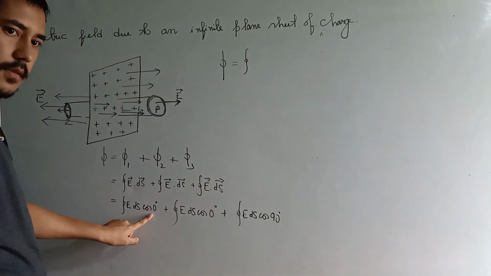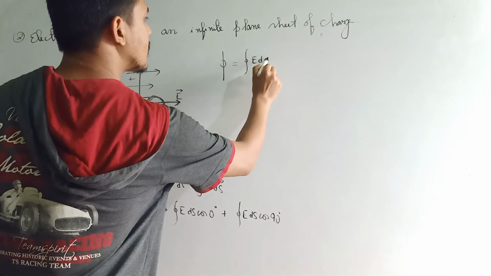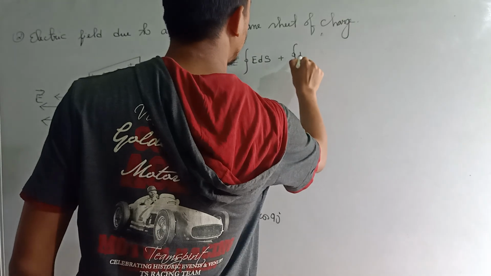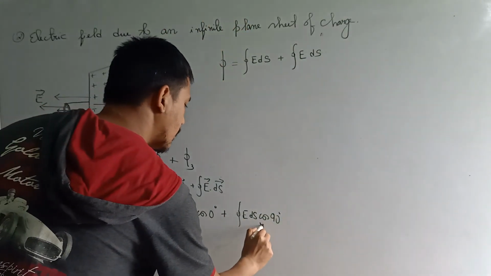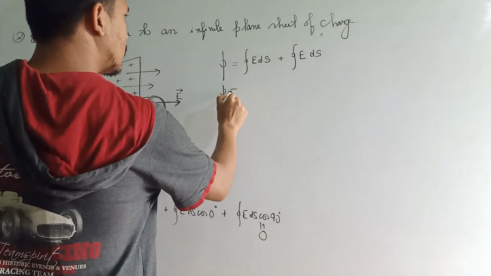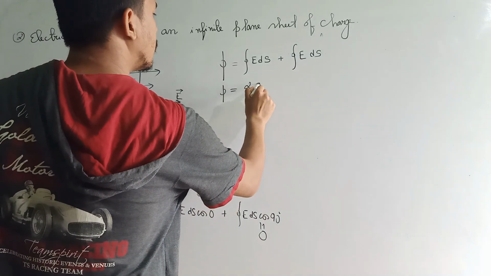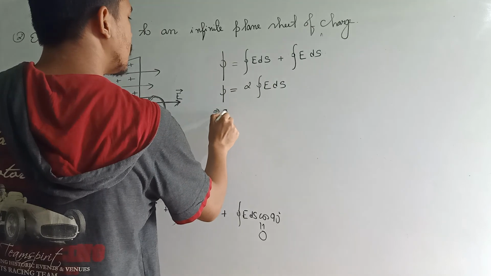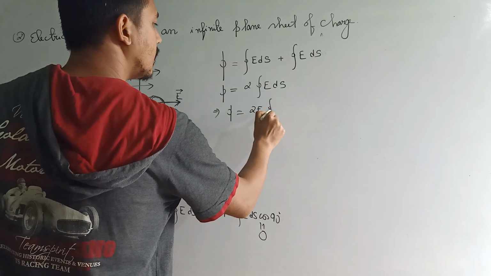So the total electric flux will now be equal to: cos 0 is 1, so we have E ds, plus here also cos 0 is 1, so we have E ds, and then cos 90 degrees is 0. This is now equal to 0. Okay? So integration of E ds plus integration of E ds is 2 times integration of E ds, right? So your phi is equal to 2E into integration of ds.